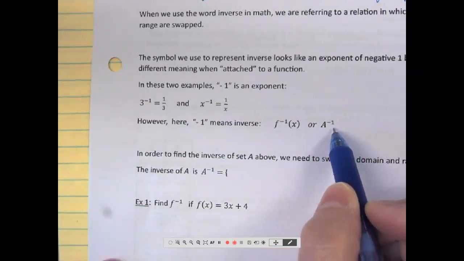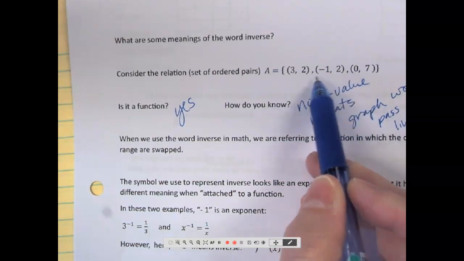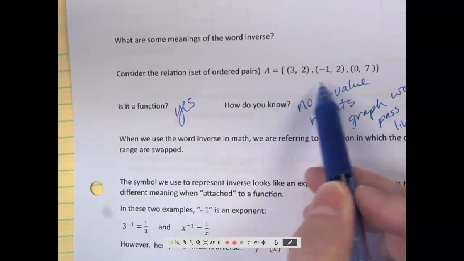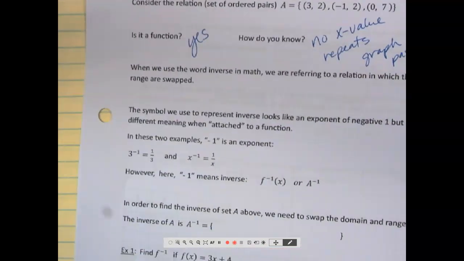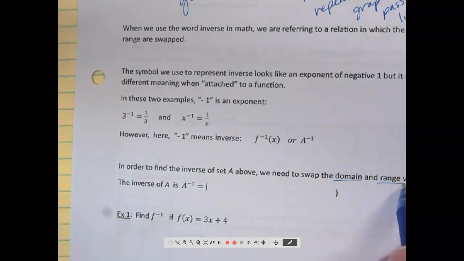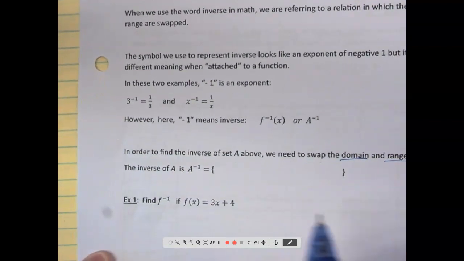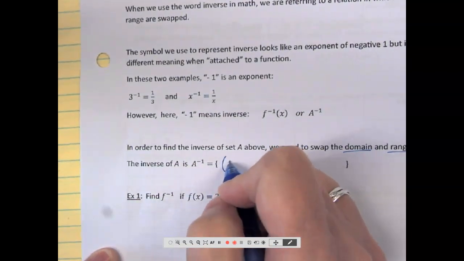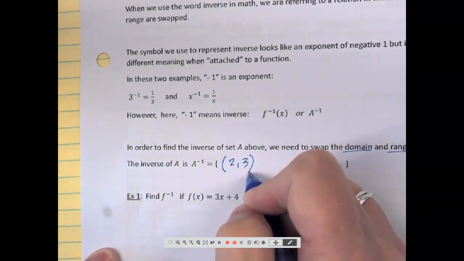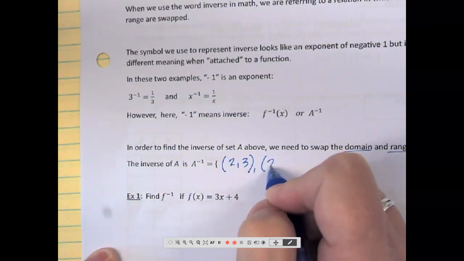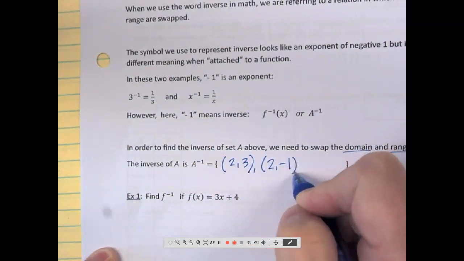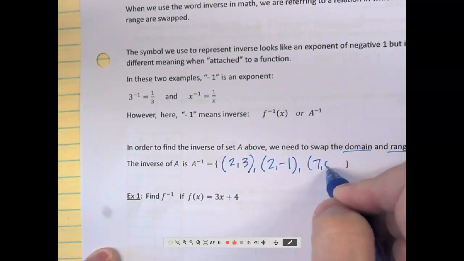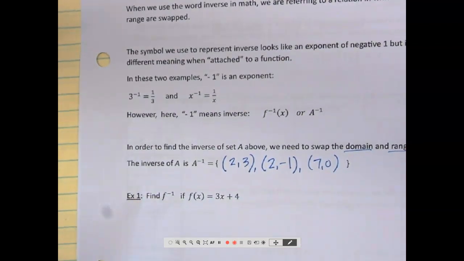So what I'm talking about with A inverse is we're going to write out the inverse of this set. Okay, it just had 3 ordered pairs. So if I change the domain and the range, what would this set now contain? It would have the ordered pair (2, 3). It would have the ordered pair (2, -1). And the ordered pair (7, 0). So I'm just literally going in and changing domain and range around.